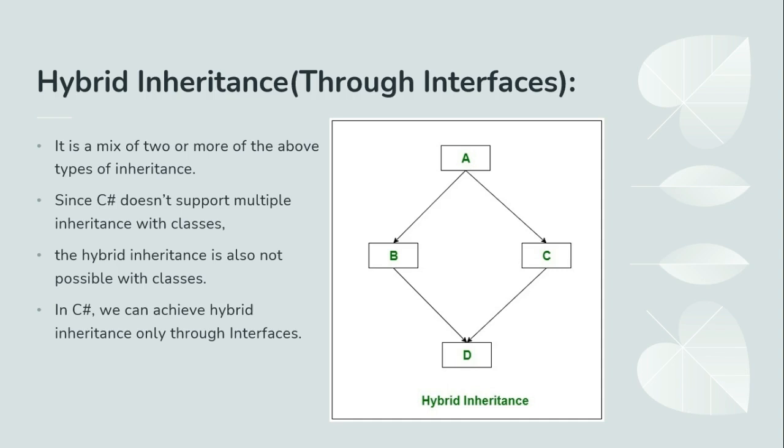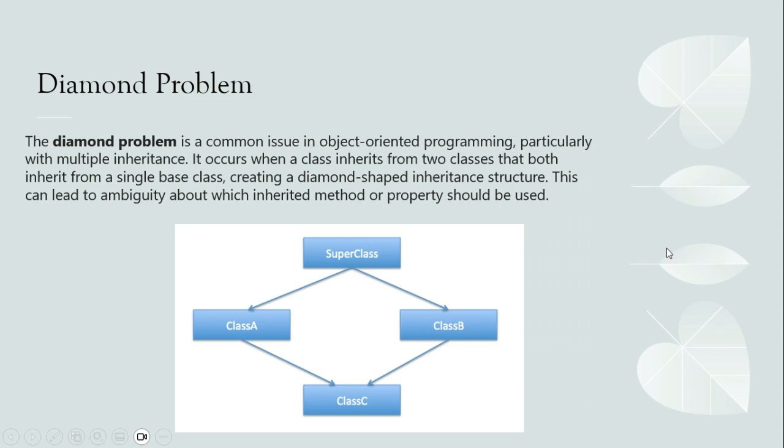So now the problem is, if we have a method in B or C with the same name, it will not be understandable which method the D class will call. Okay, so this is called the diamond problem. The diamond problem is a common issue in OOP, particularly with multiple inheritance. It occurs when a class inherits from two classes that both inherit a single base class, creating a diamond-shaped inheritance structure. This can lead to ambiguity about which inherited method or property should be used.